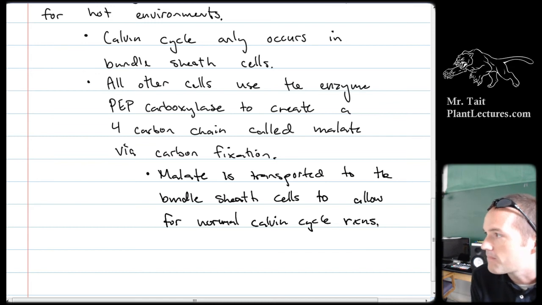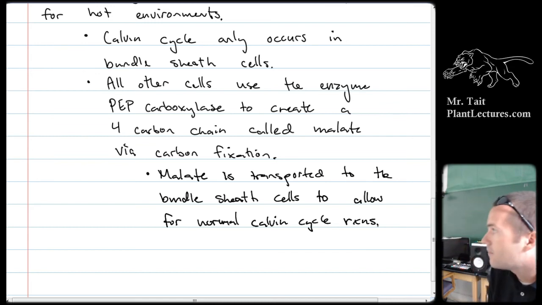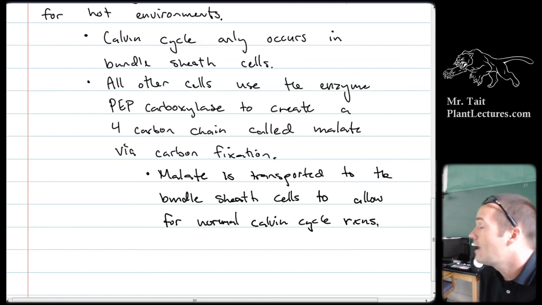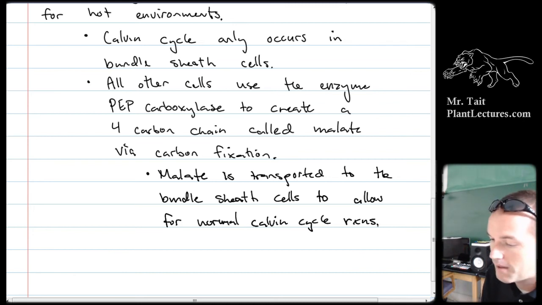Do they still make like a 6-carbon chain later on, or is it just? Yep. So it actually goes through a normal Calvin cycle. The only thing that happens is the malate then gets broken down into CO2 inside the bundle sheath cells, and then the bundle sheath cells can immediately use that CO2, and then it sends the 3-carbon chain back out to be turned back into malate.